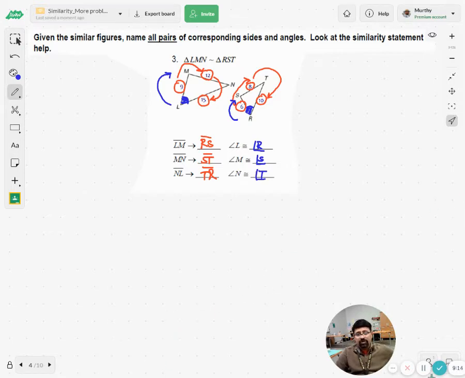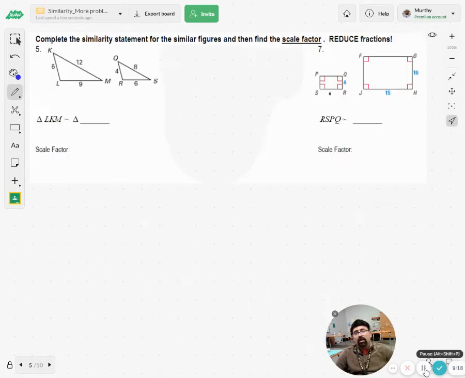Now, let's take another question. Here, you are asked to complete the similarity statement for the similar figures and then find the scale factor. In fact, these two are straightforward questions. So for the similarity statement, I see that the orientation is the same.